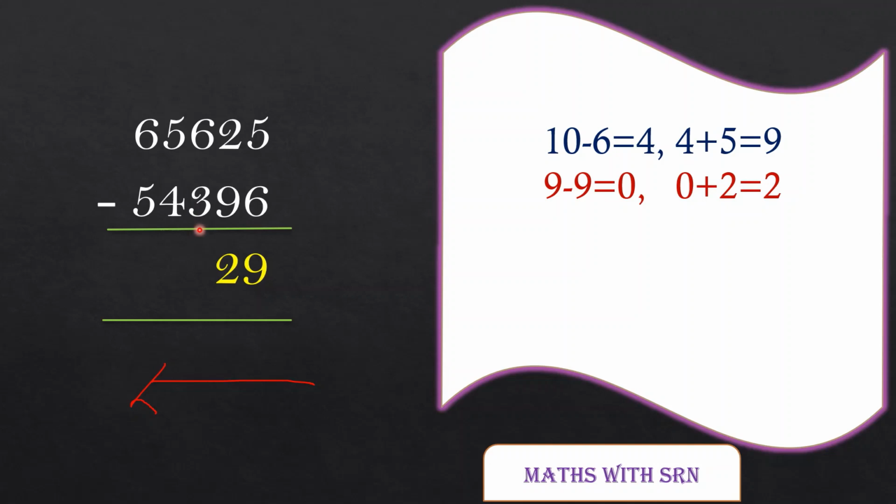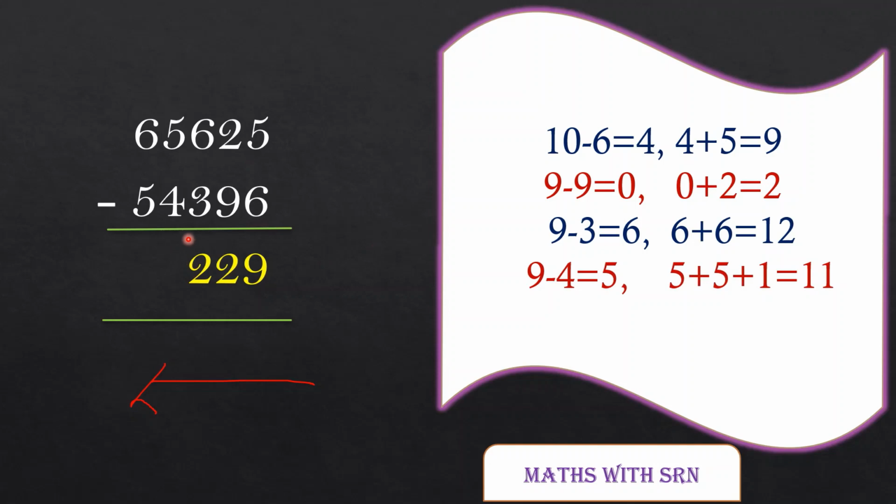Next, 9 minus 3 is 6, 6 plus 6 is 12. Mitra of 3 is 6. Yes, this is a 2-digit number. Then the unit digit 2 is here. But what about 1? It is a carry forward. Perform first this: 9 minus 4 is 5, 5 plus 5 is 10, and 1 is added to the 10. Mitra of 4 is 5, 5 plus 5 is 10, 10 plus 1 is 11. Next, the unit digit 1 is here, and 1 is carried forward.